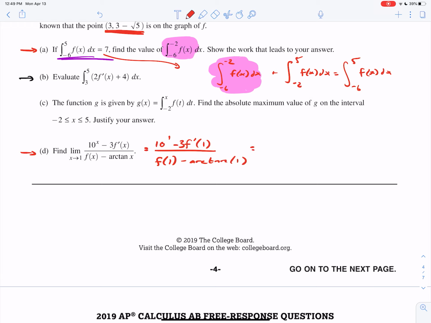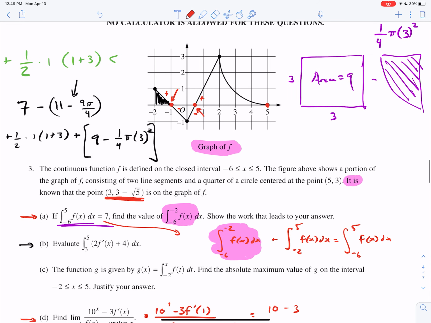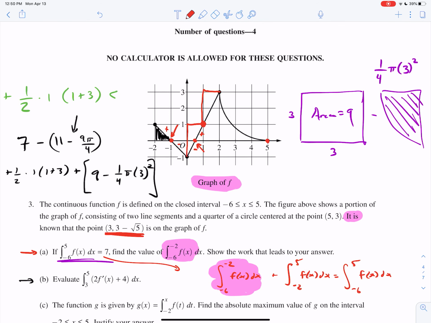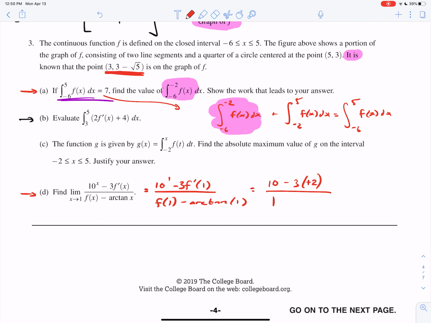So I know that 10 to the first is just 10 minus 3 times, well, what's f prime of 1? F prime just means the slope here at 1. So the slope, it's looking like it's rising 2, running 1 on that line. So a positive 2, all over f of 1. F of 1 looks like it's at 1 in the picture. Arctan of 1. What's arctan of 1?